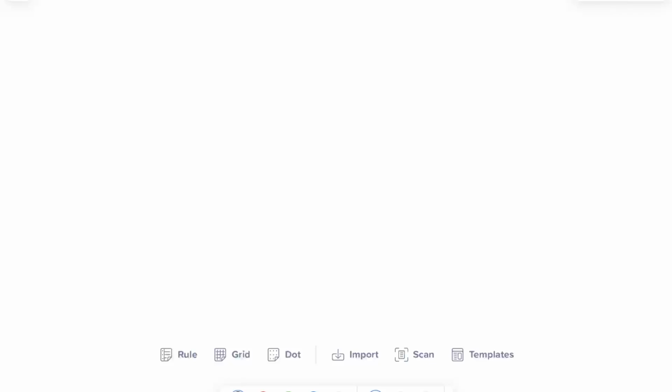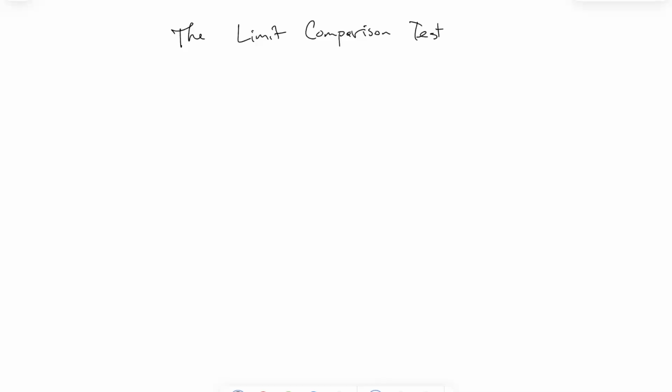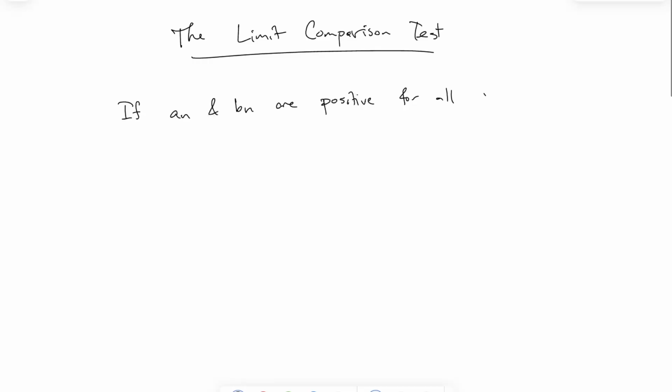So let's refresh our memory concerning the limit comparison test. I'll just write down the statement again. It says if, first of all, a_n and b_n must be positive for all n. This is the restriction. This is true for the ordinary comparison test also. You can only use the comparison test if the terms in your sequence or series are always positive.